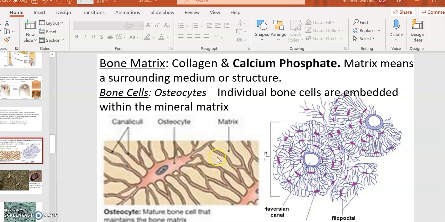So in this picture, the yellow stuff is the matrix. This is a bone cell. And notice they're always alone. They're always individual. We're going to look at a lot of other pictures which help you understand them better. These are little tiny canals. They have this funny name. It's blurry here, canaliculi, which are kind of like tiny tunnels inside the bone matrix, inside the hard mineral part, which allow blood vessels and nerves to reach it.